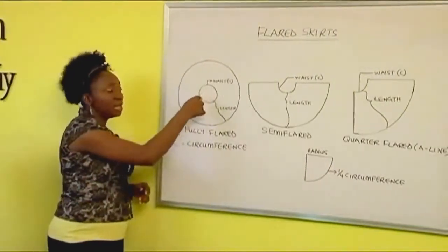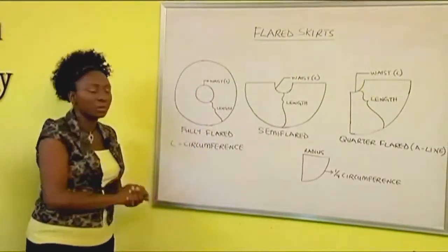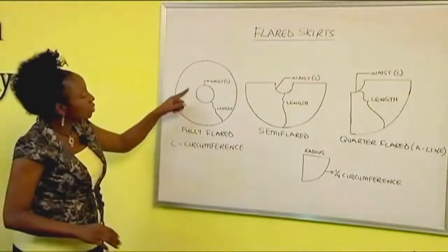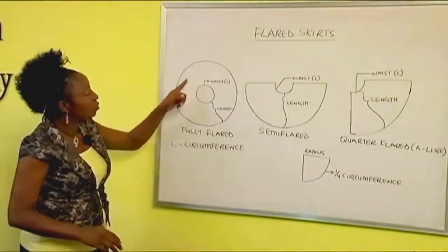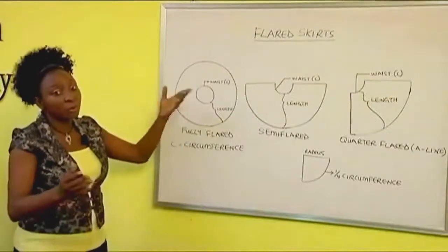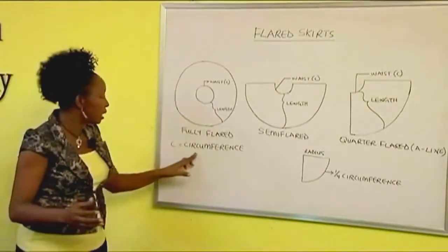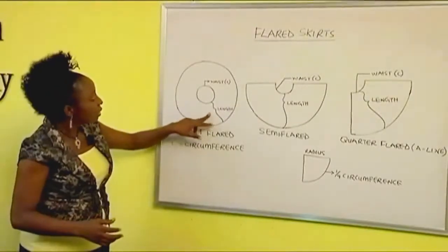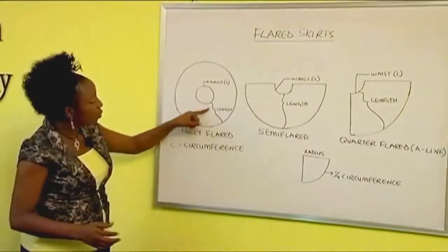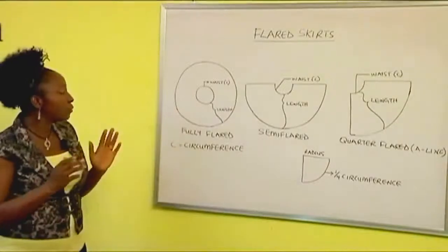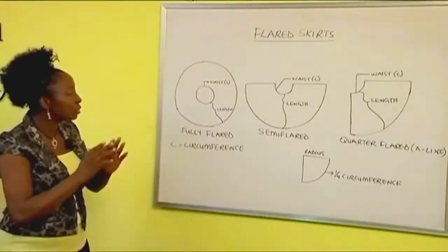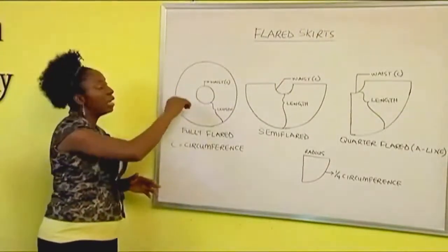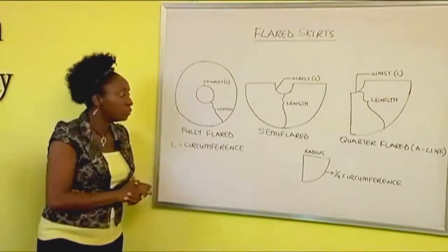That means you can see an inner circle and an outer circle. What I have done is to show you that this inner circle represents the waist, which mathematically is called the circumference. That's what the C is for. Then the length is between the 2 circles. The fully flared skirt is made up totally of a full circle with an internal circle.